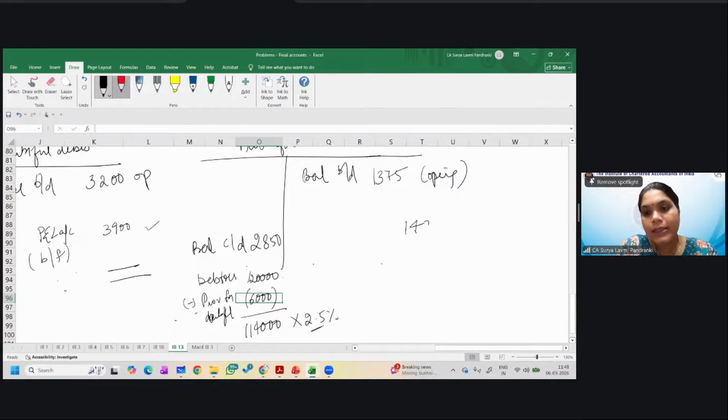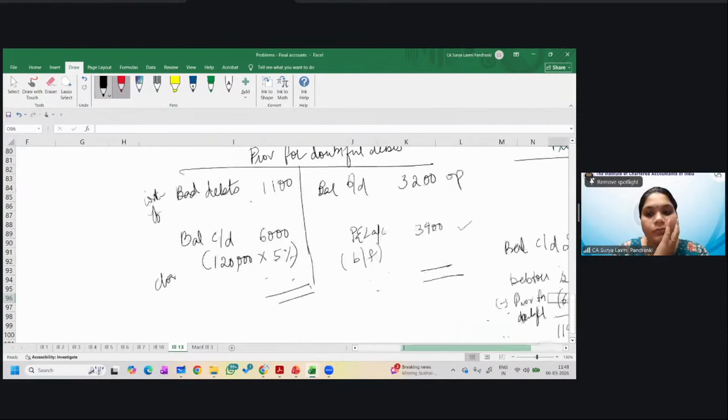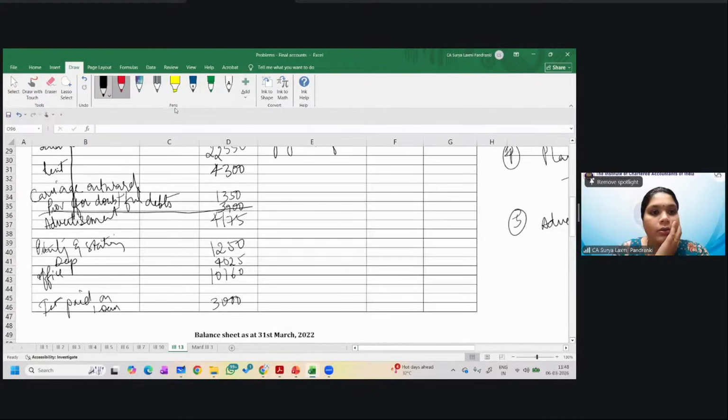Okay, 1475. This has to be my P&L statement, right? This is a balancing figure, which is the provision that I have created in the current year. Clear? 1475. Provision for discount on debtors, 1475. So we have taken all of them. Depreciation is taken, provisions are also taken. So whatever is the balancing figure is your net profit. Calculate the net profit.